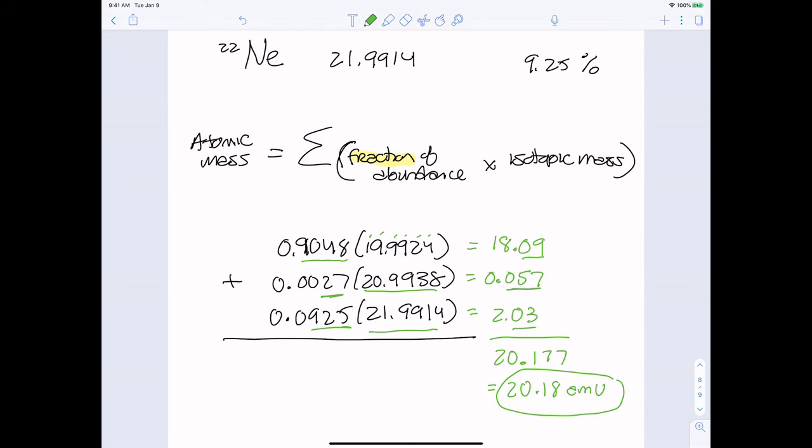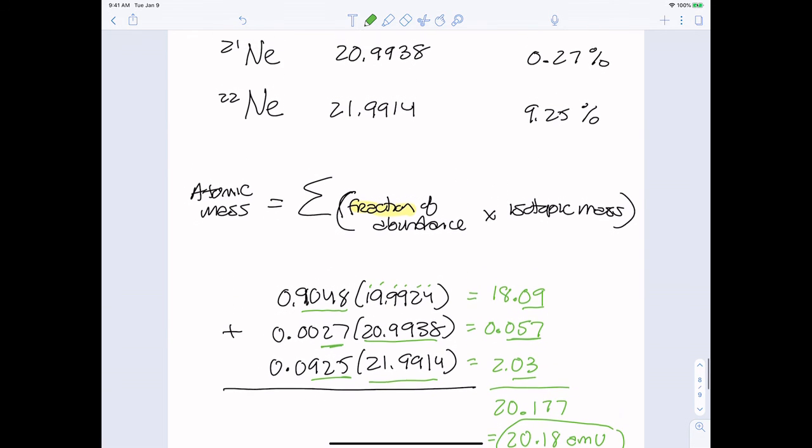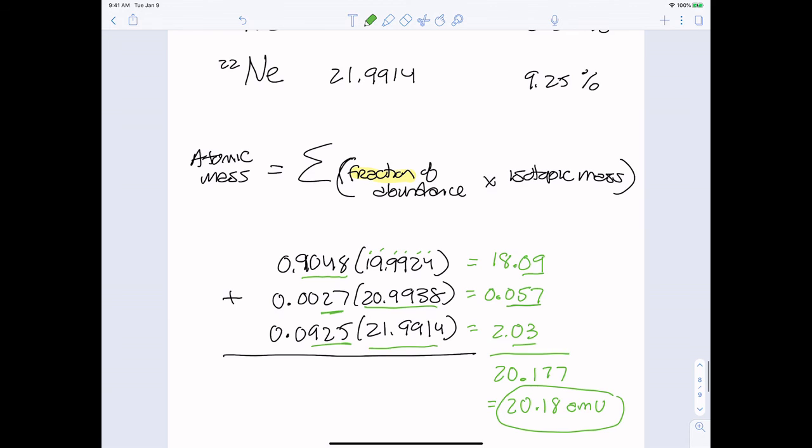So again, be careful with significant digits. If you want to round this all at the end, that's fine. You may have come out a little bit differently than me. It should be really close though. Usually it's within like 100th place. But the sig figs should be this. The only thing that could be different is you could have 20.19, like that sort of thing.